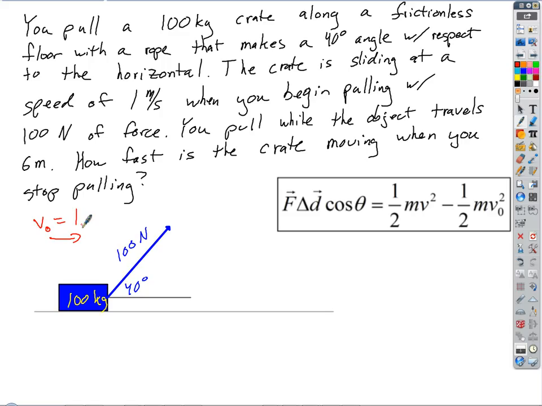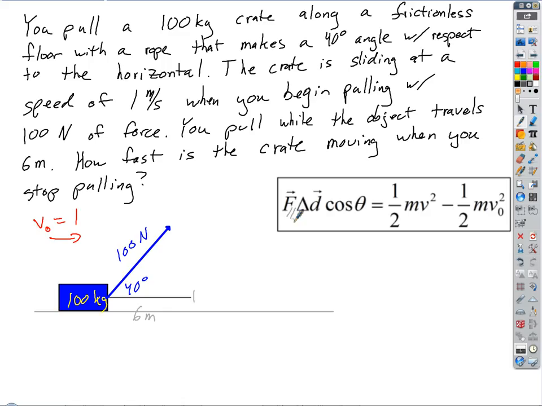Okay, so we're trying to figure out how fast it goes after we're done with this, right? So do we have all the pieces that we need? Oh, and we're pushing it through what displacement? 6 meters. Okay, so we're pushing it through this distance right here, we'll just call 6 meters from there to there, okay? So we know F, right? Actually, that's supposed to be F parallel though, right? Oh, no, never mind.